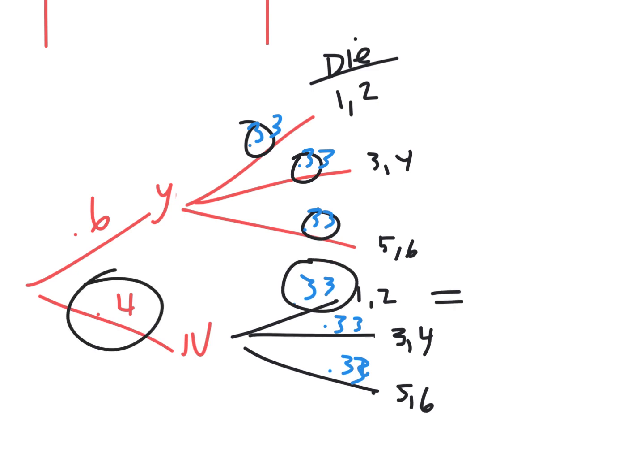For this answer, you do 0.4. Clearing my calculator, 0.4 times 0.33, and I get 0.132. That's a 13.2% chance that that would happen. Okay, so that's how trees work.